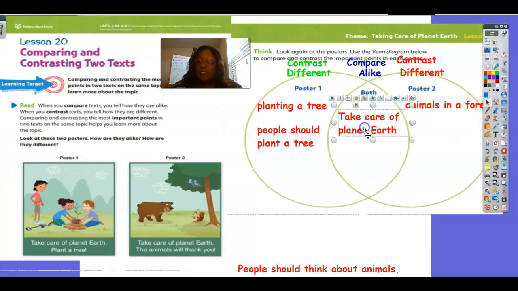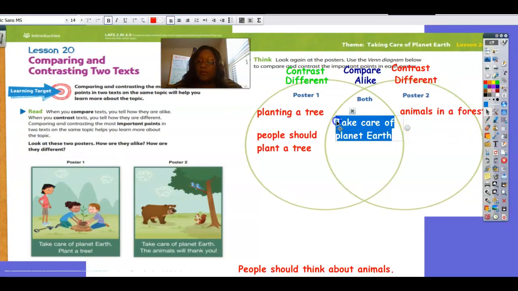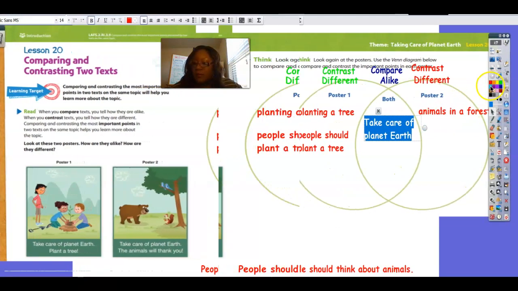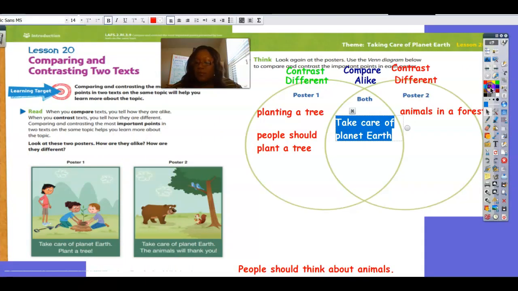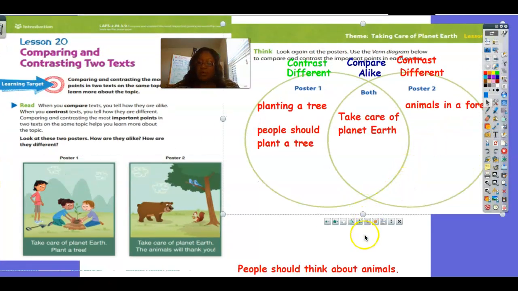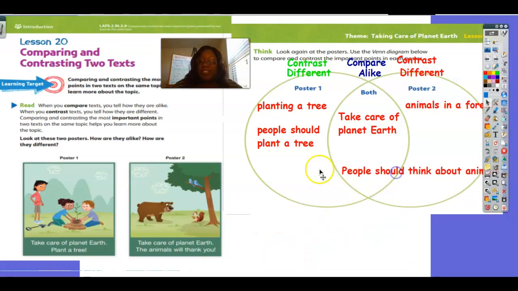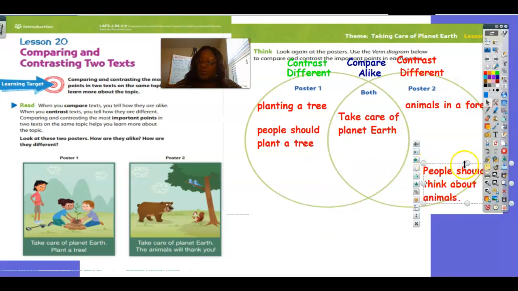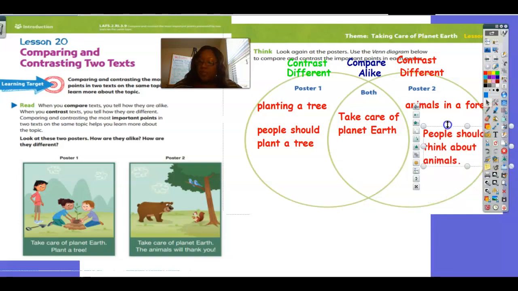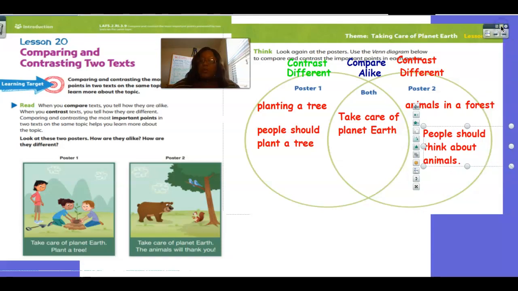Okay, it's not doing it for me. All right, people should think about animals. I think that is a fact that is expressed in poster 2. So here we have how these two posters are alike and how they are different.